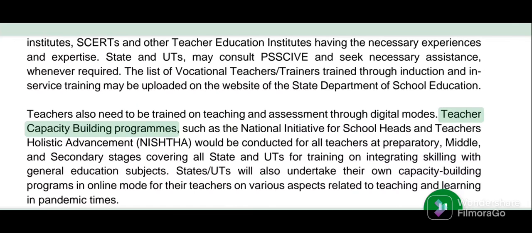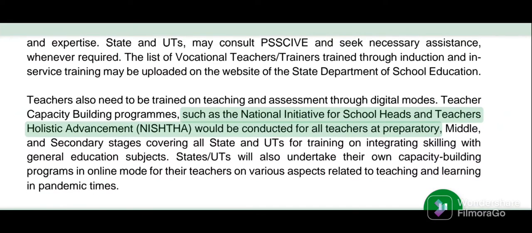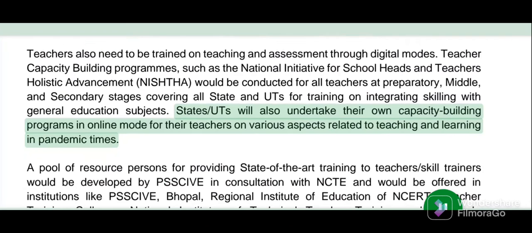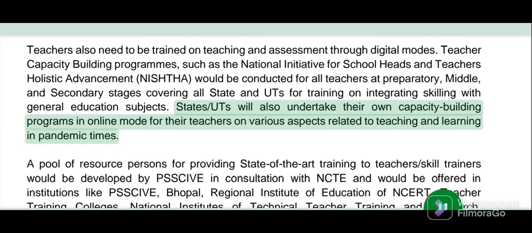Teacher capacity building programs, such as the National Initiative for School Heads and Teachers Holistic Advancement (NISHTHA), would be conducted for all teachers at preparatory, middle, and secondary stages covering all states and UTs for training on integrating skilling with general education subjects. States and UTs will also undertake their own capacity building programs in online mode for their teachers on various aspects related to teaching and learning in pandemic times.